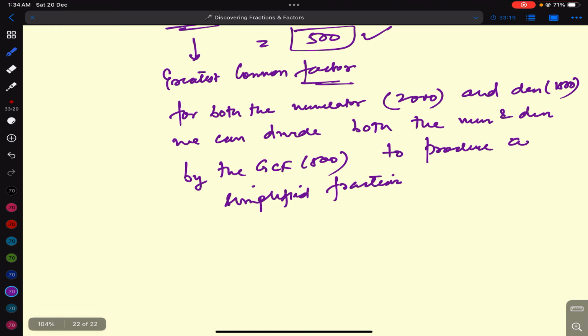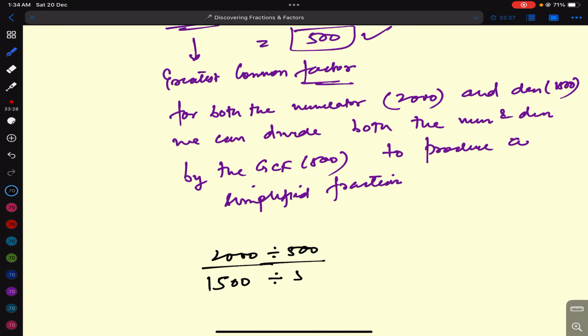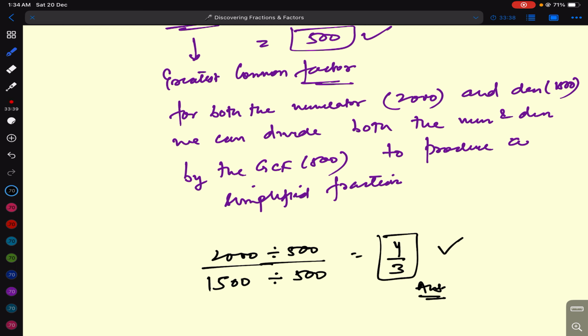Let's see how we do that. So we had 2000 and here we had 1500. Now we are going to divide both numerator and denominator by the GCF, so you get 4 over 3. That's how you figure out a simplified fraction. I hope that makes sense. So that's your ratio significance in terms of finding the GCF. Clear?